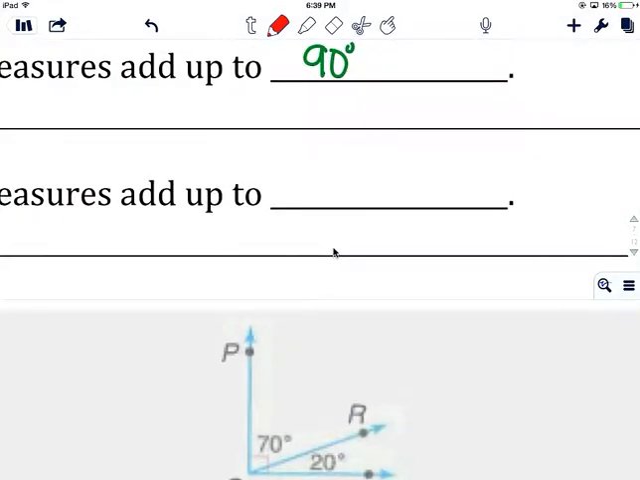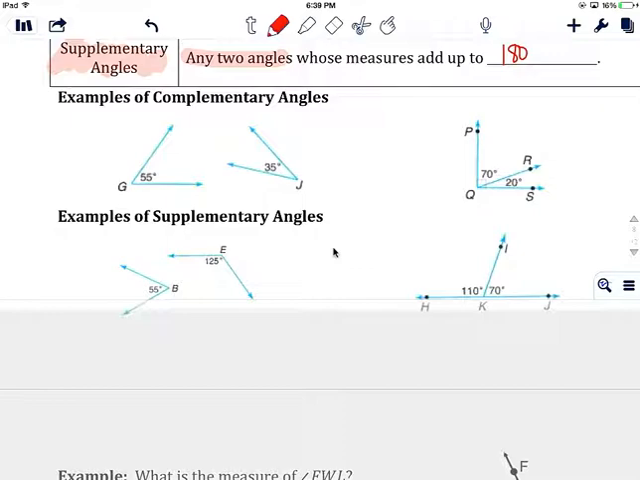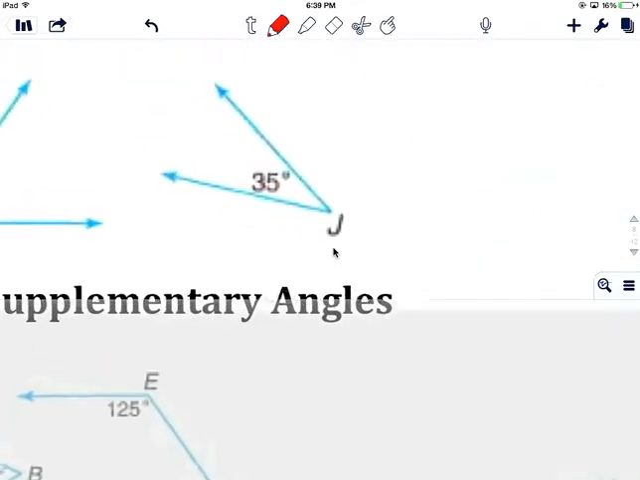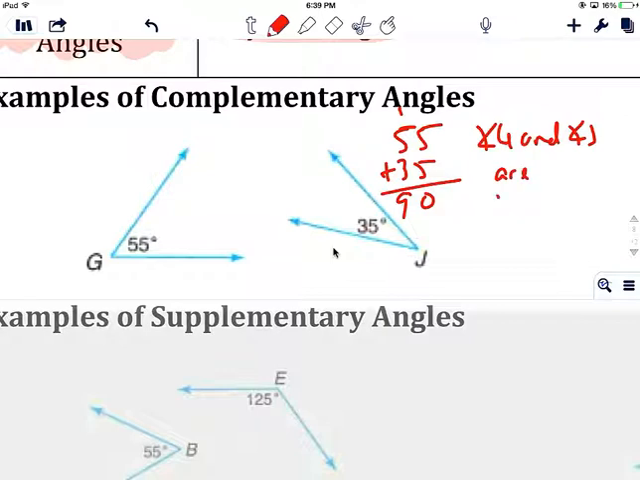We're going to go a little higher here. We're going to say 180 degrees. So I take a look here. Examples of complementary angles. I can see that angle G and angle J are complements. How do I know that? Well, add them up. 55 plus 35 gets me 90. So angle G and angle J are what we say complementary.